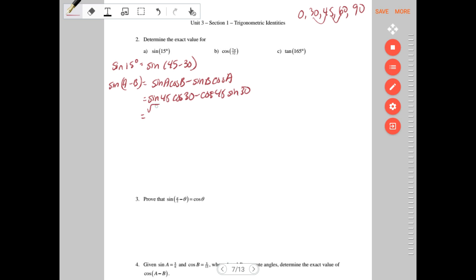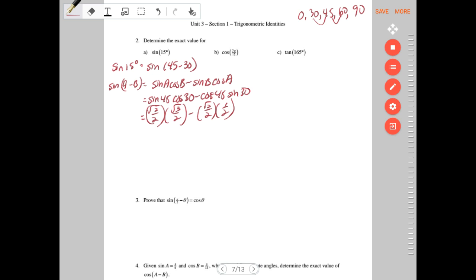Sine of 45 is root 2 over 2. Cos of 30 is root 3 over 2. Minus cos of 45 is also root 2 over 2. And sine of 30 is 1/2. Again, those values come off your unit circle, so refer back to that if you have forgotten what they were.